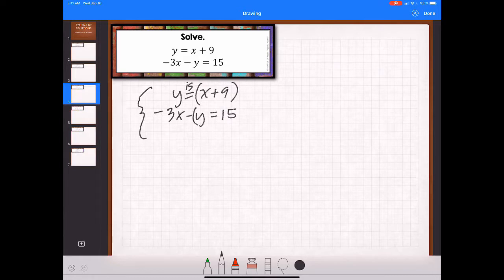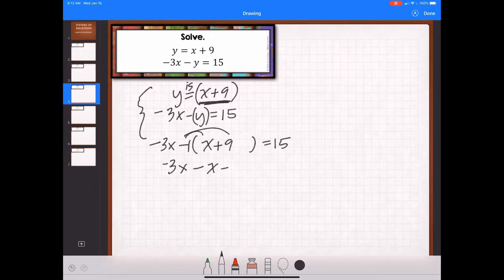I'm going to substitute into the y in the other equation. So I have negative 3x minus, and then empty parentheses, equals 15. What I'm going to put inside of those parentheses is the value of y, which is x plus 9. And then now I'm going to simplify. This is technically an invisible 1. So after I drop down the negative 3x, I'm going to distribute the negative 1 into the parentheses. So that gives me negative x minus 9 equals 15.